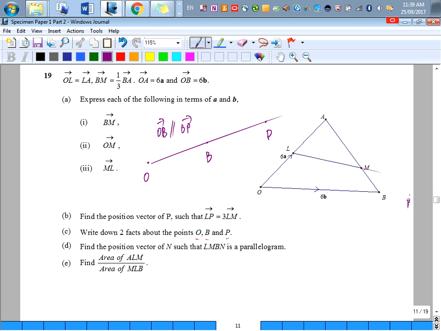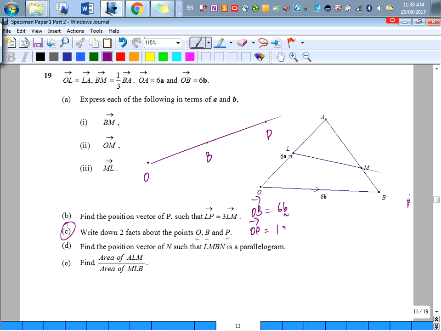Okay, so now to determine that O, B, and P are collinear, I will need to express OB in terms of BP or any other way. OB is already given to be 6B. And OP, did we have that earlier on? Yup, in part B, OP is equal to 12B.